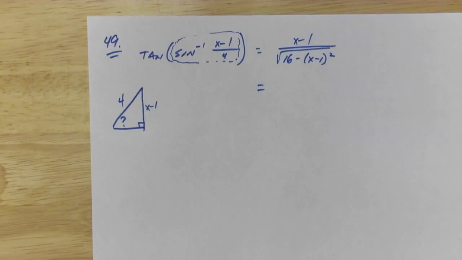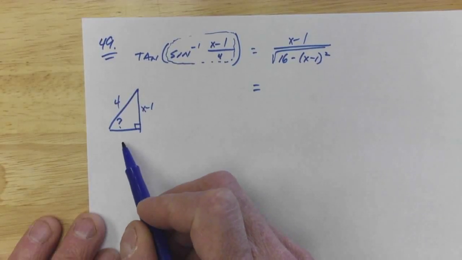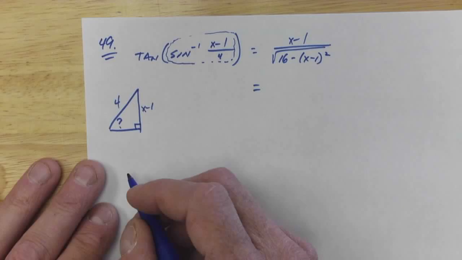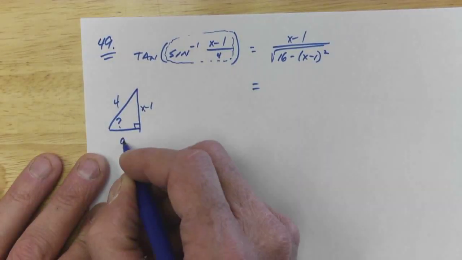Isn't that what we've done before? We didn't have x's before, but we did inverse sine of 3 fourths, and there'd just be a 3 instead of the x minus 1. So what in the heck is this going to be? Well, let's call this A.